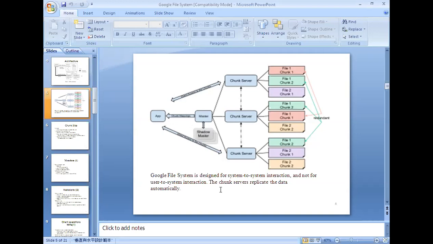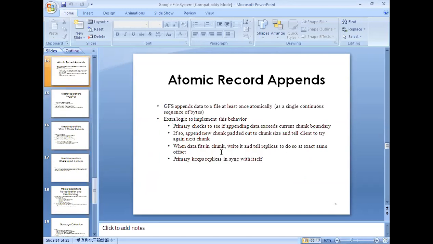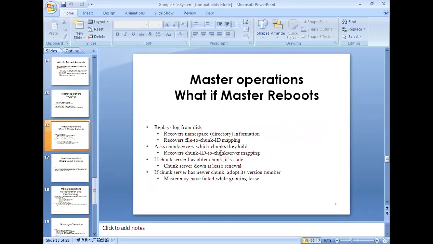As you need to remember, another most important point is that the Google file system is defined for the purpose of system to system interaction rather than user to system interaction, right? So these are all things which we discussed in the previous class. This was also discussed. So master operations, what if the master reboots? Whenever the master fails or reboots, what does it have to do? Okay.